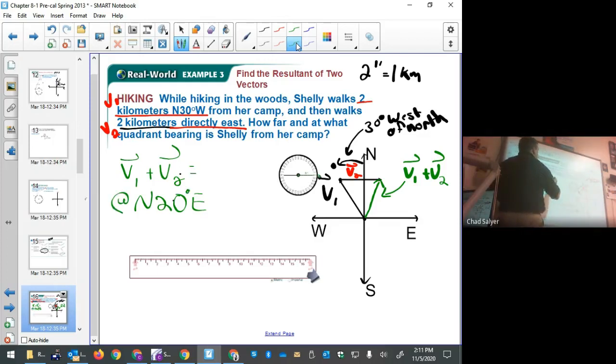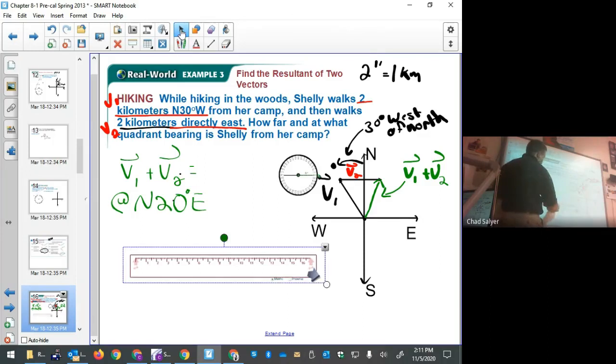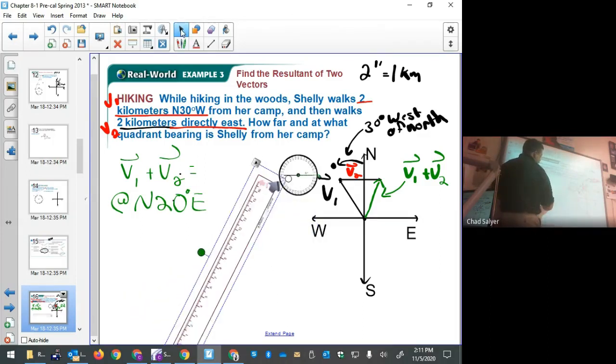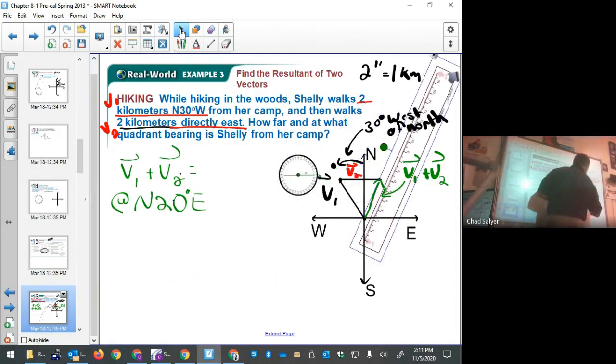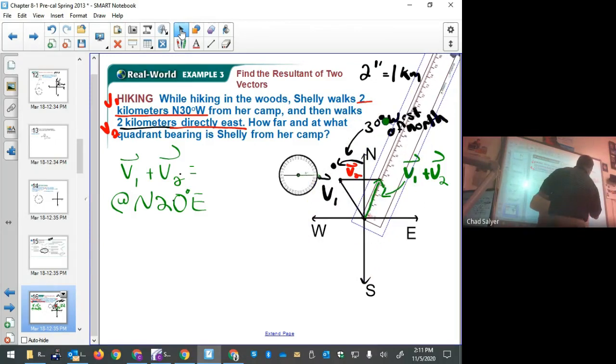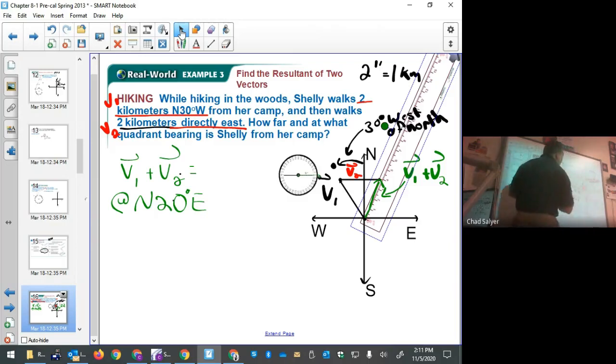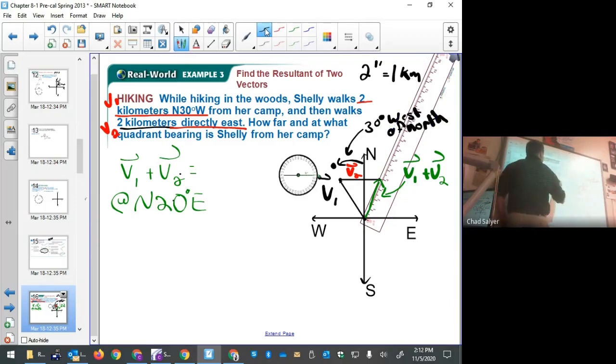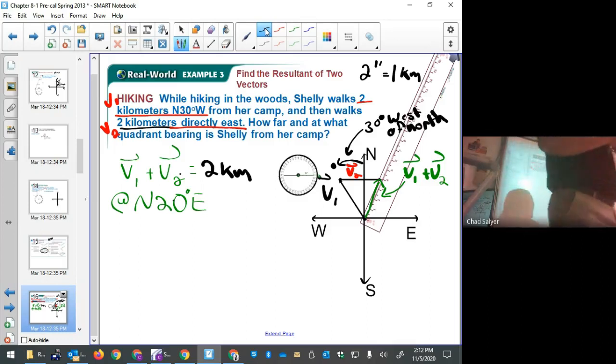So 20 degrees east of north is the direction. And its magnitude is going to be 3.5, actually, almost exactly 4, isn't it? It's an equilateral triangle, I think. So I think she's 2 kilometers from camp at 20 degrees east of north.